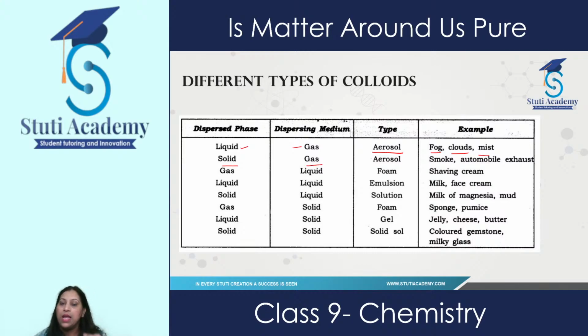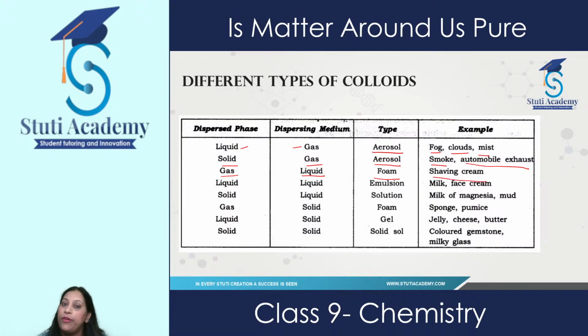Second, the dispersed phase is solid and the dispersing medium is gas. So if solid and gas are present, we call it aerosol. Examples of this kind of colloid are smoke and automobile exhaust. Next, if the dispersed phase is gas and the dispersing medium is liquid, then this type of colloid is known as foam. An example of this kind is shaving cream.